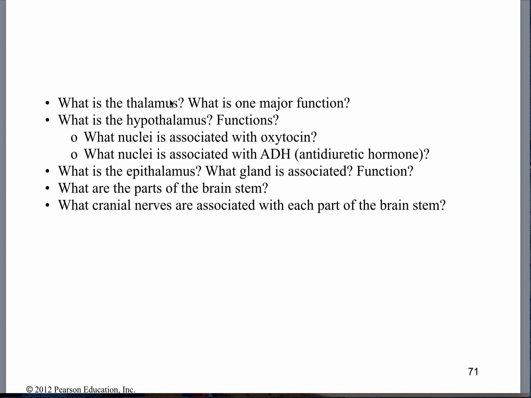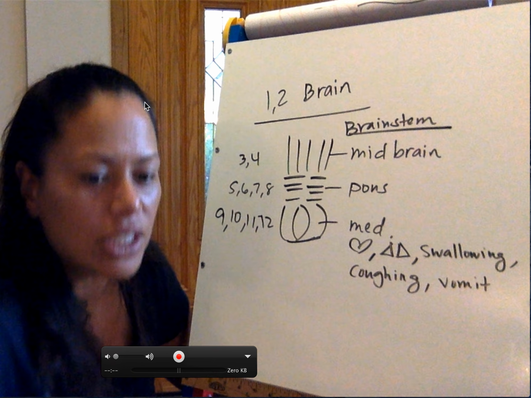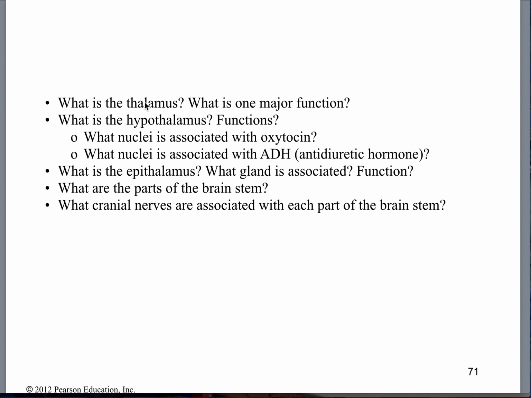Here we go. Questions, review. What is the thalamus? It's the relay station, right? What is one major function? We said relay. It has way more than that, but we're going to completely just simplify it down to relay station.